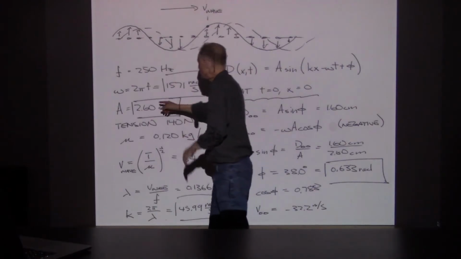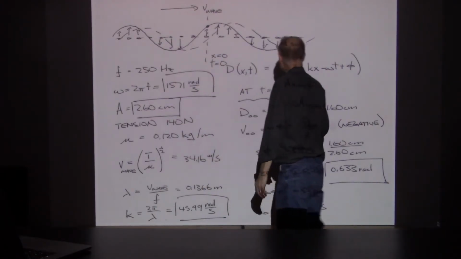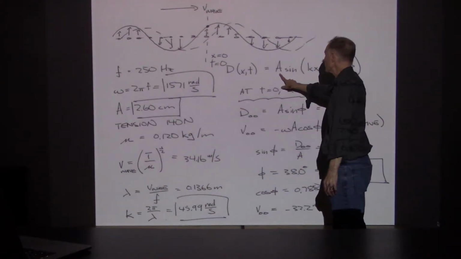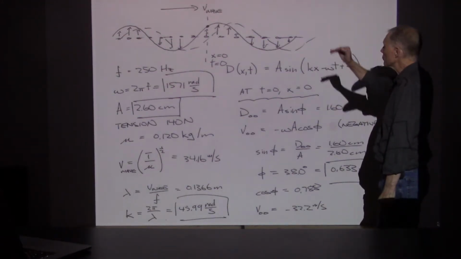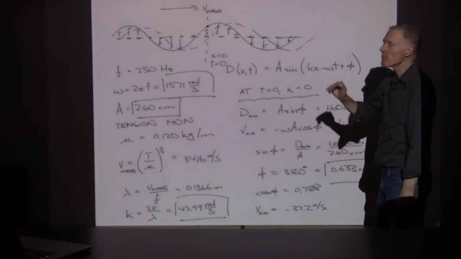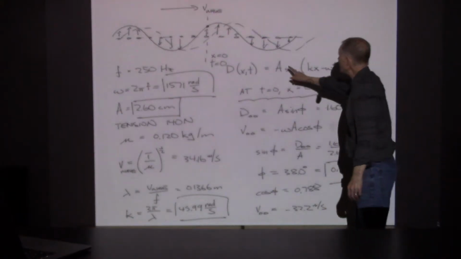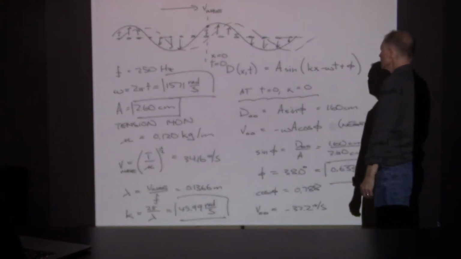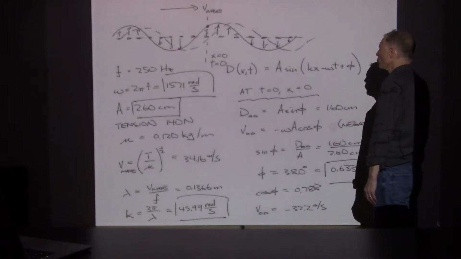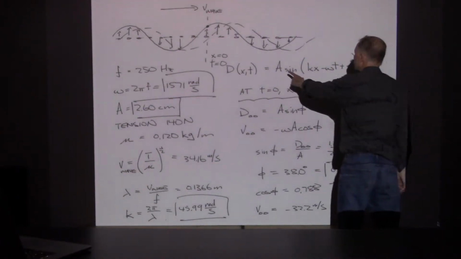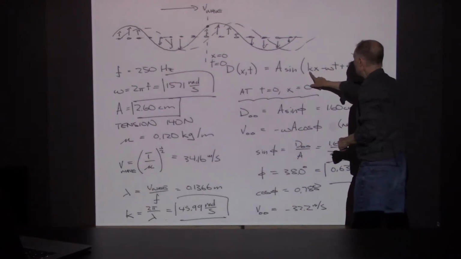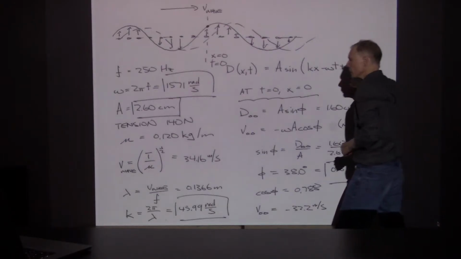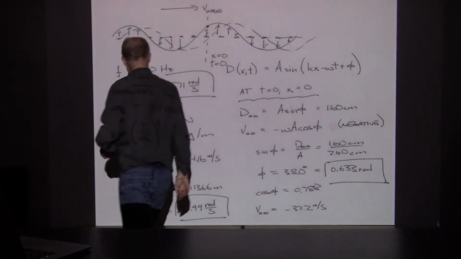Now they flat out told us that the amplitude is 2.60 centimeters. So that's how far up and down, away from equilibrium, individual parts of the medium are moving. So I've got the A figured out. So let's see, at what point have we figured out the whole function? I've got A, I've got omega. I still need the wave number, and I still need the phase angle. So let's see what else we've got here.